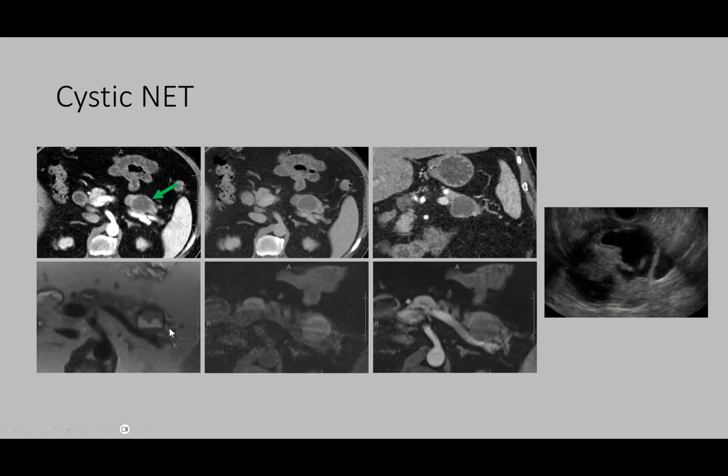but on MRI, you can see the internal architecture much more clearly. This patient had a lot of debris, both dependent, with fluid layering, and also in the non-dependent portion, you can see some non-enhancing, probably necrotic component. And again, the internal complexity is much better seen on an endoscopic ultrasound exam.